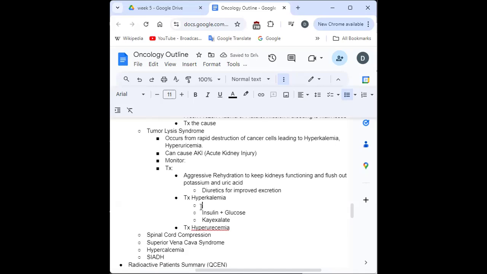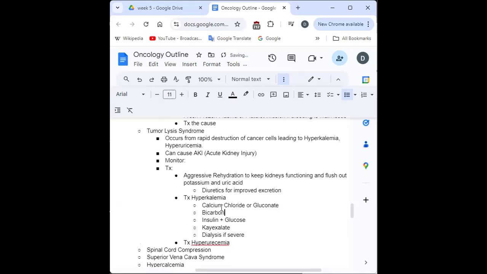What else? If you guys remember this from 212. Yeah, if it's really bad, we can do dialysis. It's possible. There's some other ones that you can do, like calcium. I think calcium chloride or gluconate can cause the cells to go back in really quick. I think bicarb is another one. Yeah, the C Big K D. So that's pretty much all of them, right? C B I G K D. There we go.